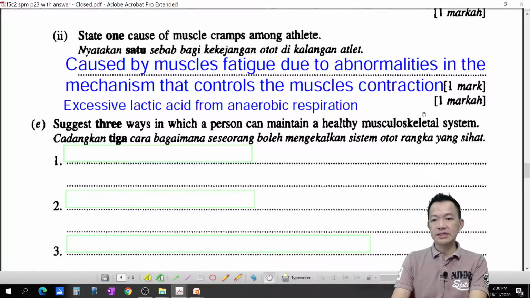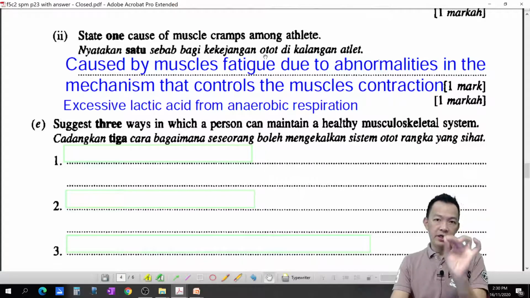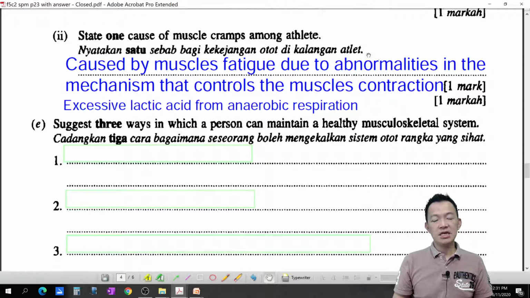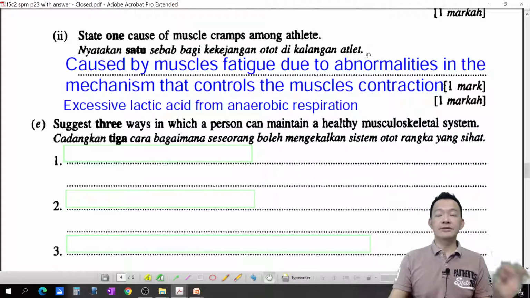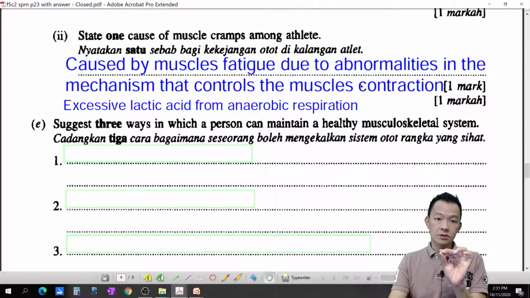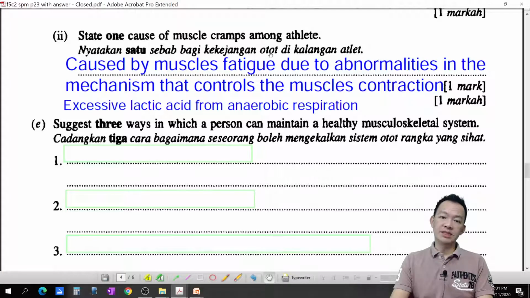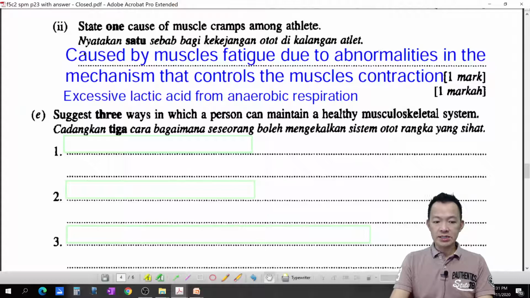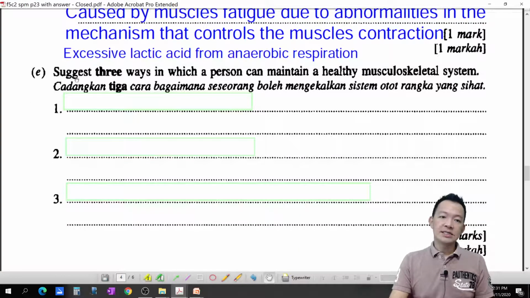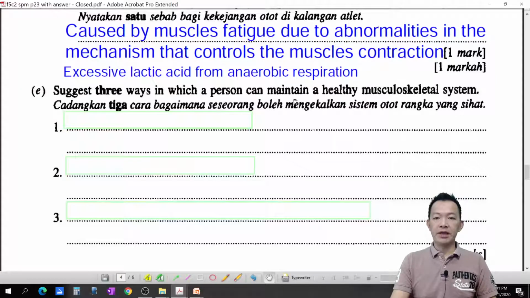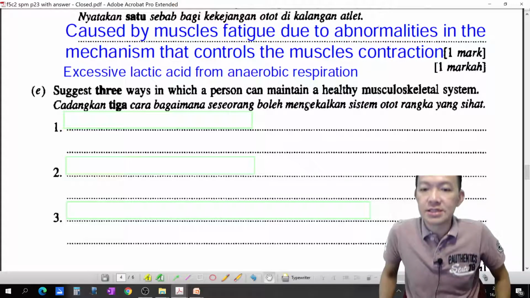Besides this, 还有什么原因呢? This one I tell you, 这个我告诉你了: it's caused by muscle fatigue due to abnormalities in the mechanism that controls the muscle contractions. So 肌肉疲惫，太累了. Due to abnormalities in the mechanism that controls the muscle contractions, 那个控制肌肉收缩的机制出现不正常的现象. But how? We don't have the detail, 我们没有这个 detail. 所以这两个答案你随便任选一个了。Number one is a good answer also, 很多书都给第一个答案. Next: suggest 3 ways in which a person can maintain a healthy musculoskeletal system.